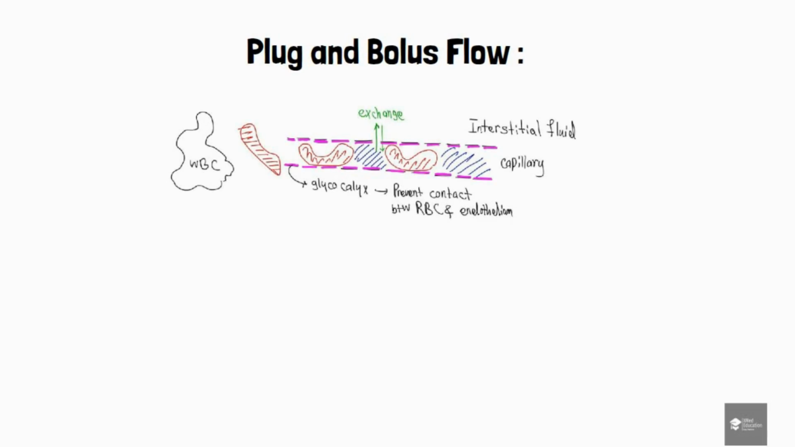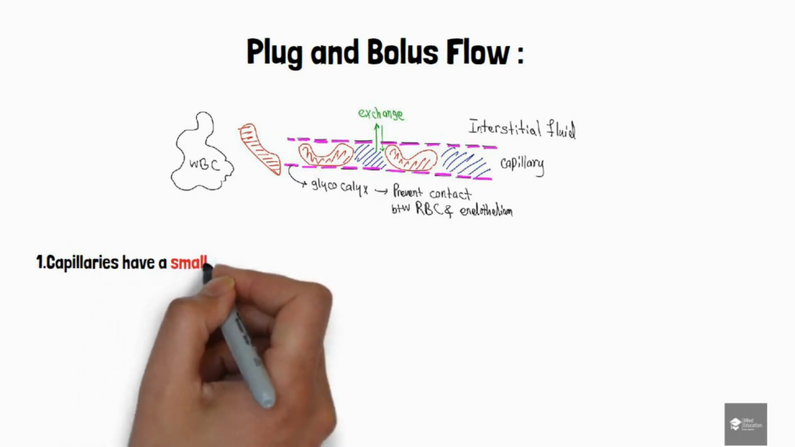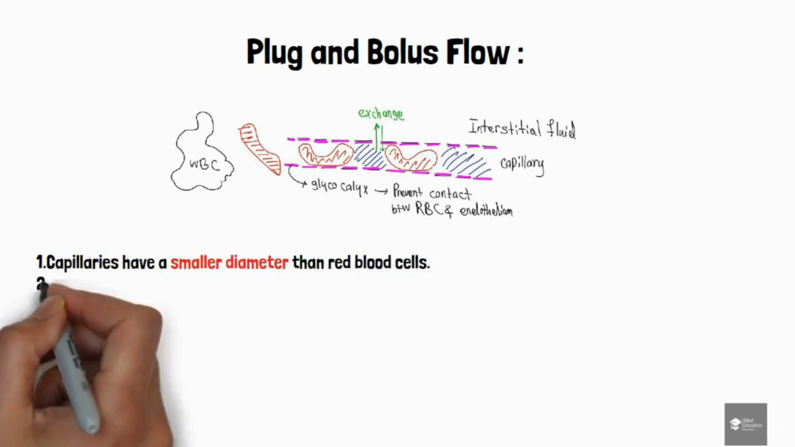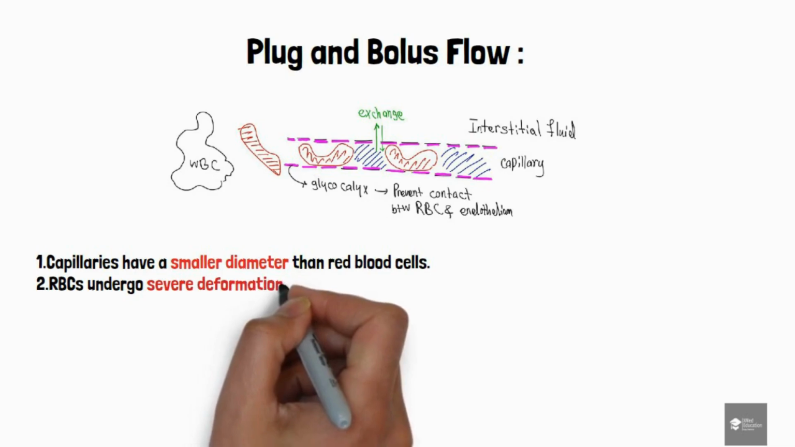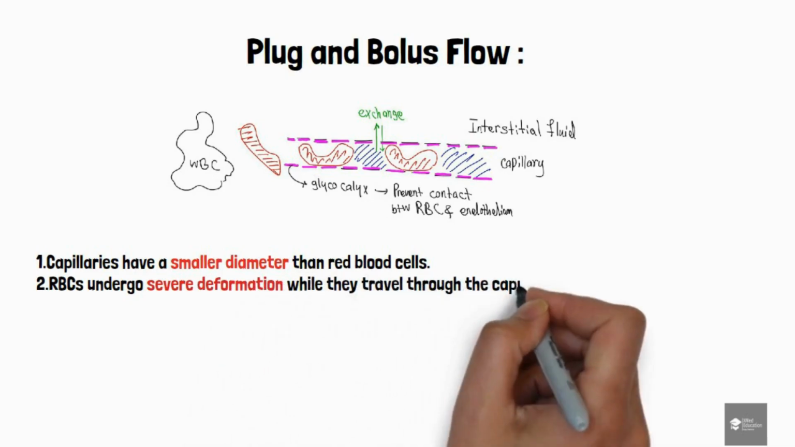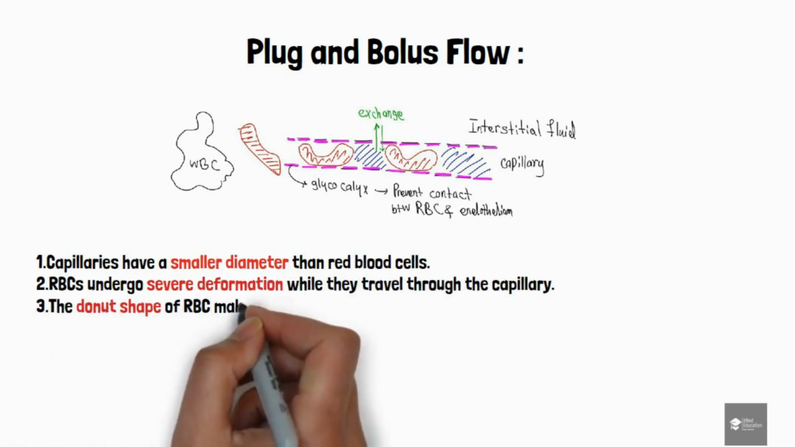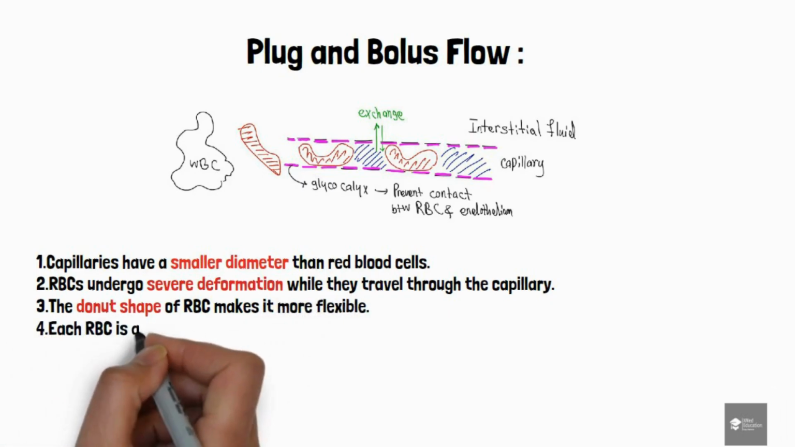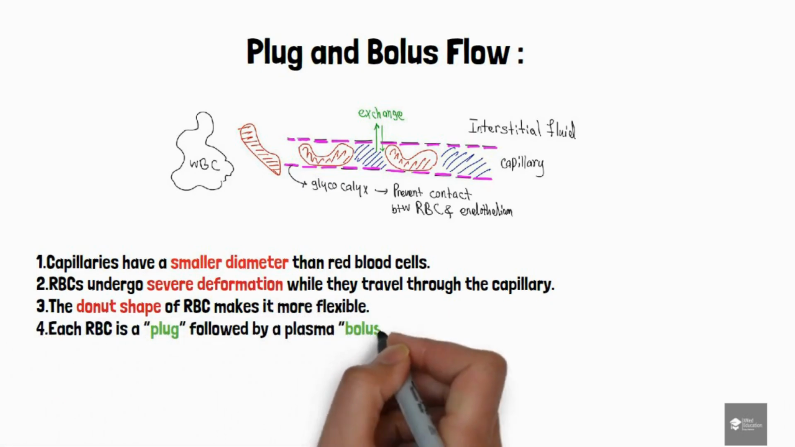So what is plug and bolus flow? Look at this graph. As you can see, we have one red blood cell, then some plasma, then another red blood cell, then plasma. As you can see, red blood cells and white blood cells are bigger than capillaries, and they need some deformation to be able to pass. White blood cells are bigger than red blood cells. So capillaries have a smaller diameter than red blood cells. Red blood cells should undergo severe deformation while they travel through the capillaries, and the donut shape of the red blood cell makes it more flexible.